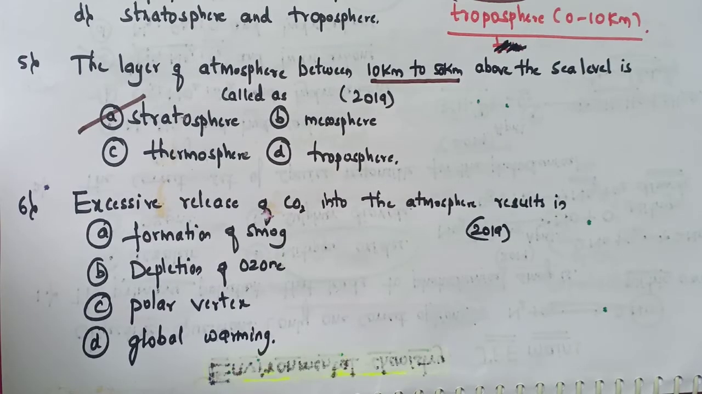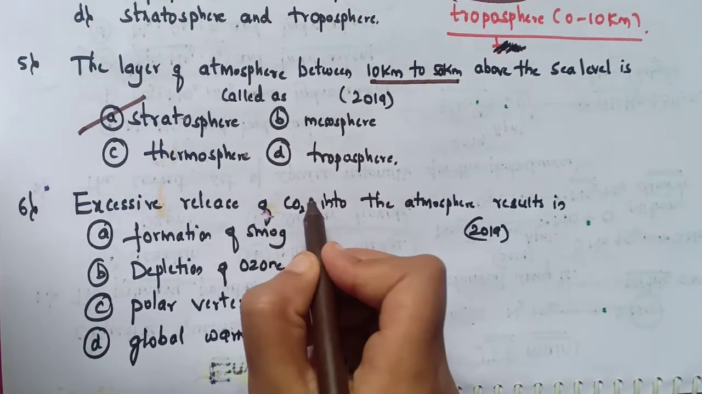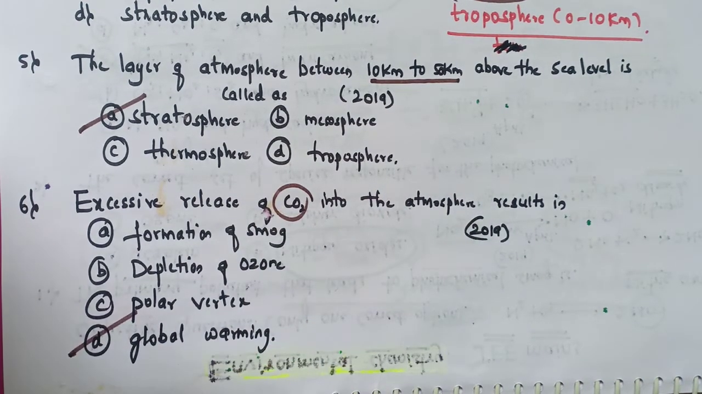Now coming to the sixth question, excessive release of CO2 into the atmosphere results in, the option D is the correct answer, that is global warming. The effect of release of CO2 gas into the atmosphere is called global warming.